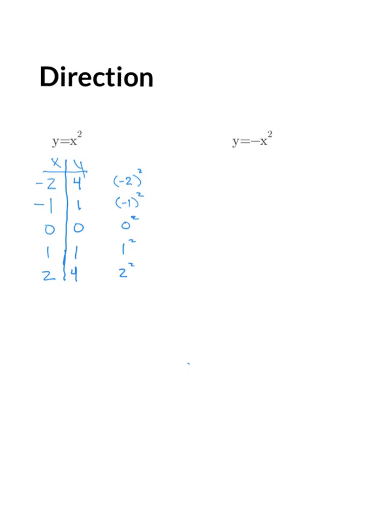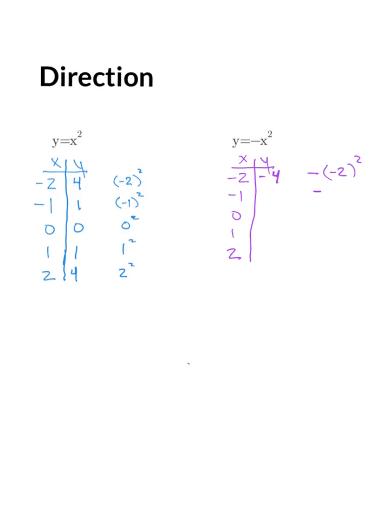Let's go ahead and look at the second equation and come up with a table of values for this one. Now, remember that you do need to be very careful here with your negative because it is not inside parentheses. So when we create our table of values, let's use the same ones again. We get minus negative 2 squared. We have negative 2 squared is 4, and now I keep my minus sign. So we get negative 4.